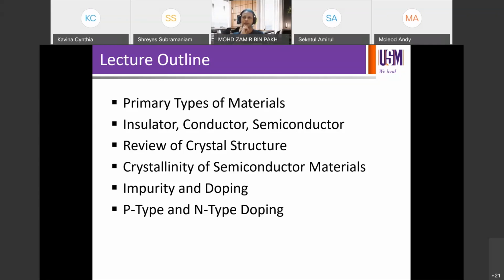You're going to be taught that some impurities are desired. So you actually want those impurities in the lattice, and some other impurities are undesired. You don't want them to be in the lattice because they're going to affect the performance of the semiconductor materials or the devices badly. Okay, so we're going to look into P and N type doping as well.